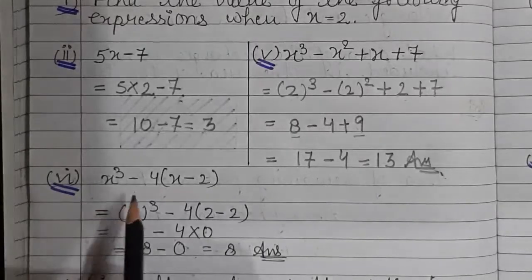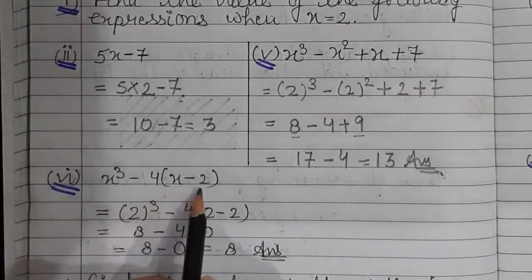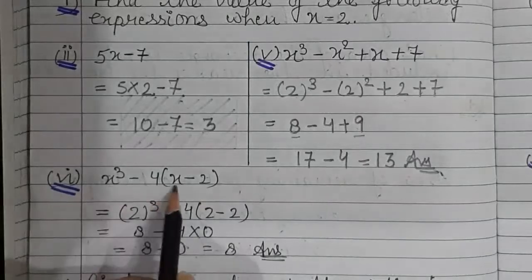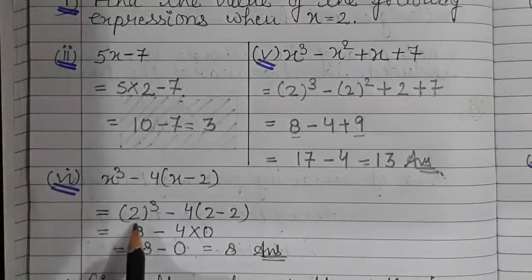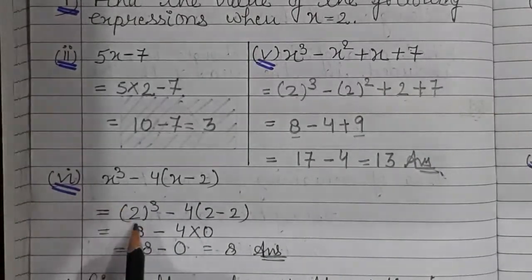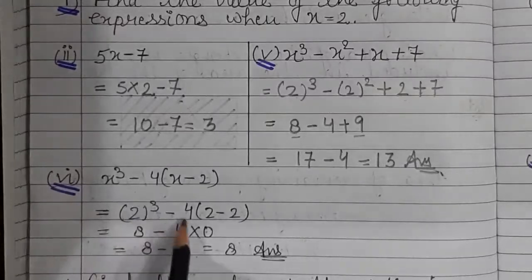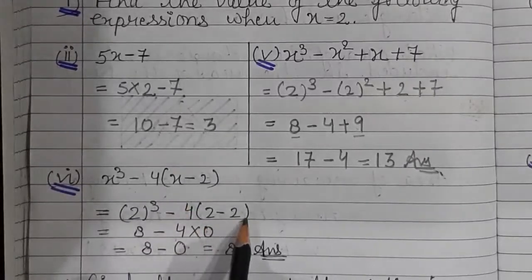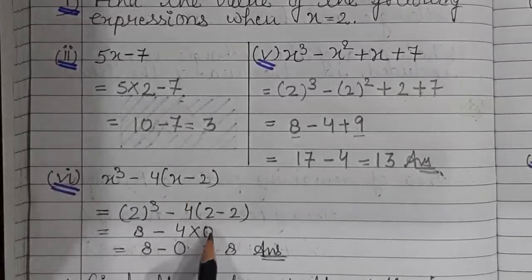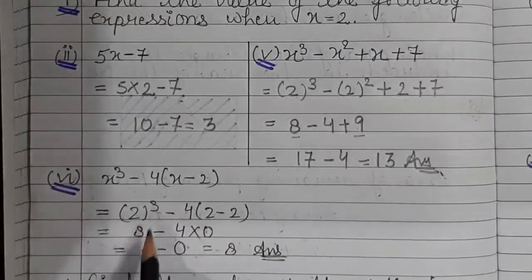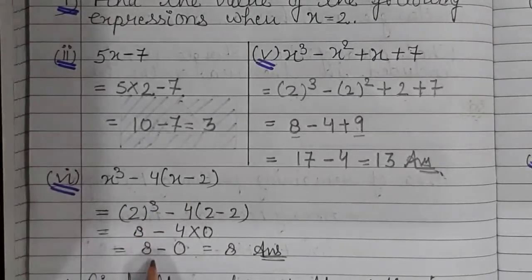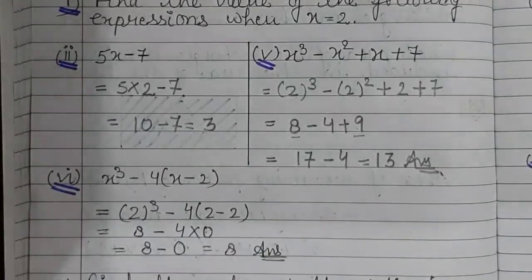Now the sixth part, x cube minus 4x minus 2. Instead of x we have to put 2. When we put 2 then it becomes 2 cube minus 4 into (2 minus 2). You know that 2 minus 2 is 0 and 2 cube will be 8. So 8 minus 4 into 0 is 0. 8 minus 0 is 8. 8 will be the answer.